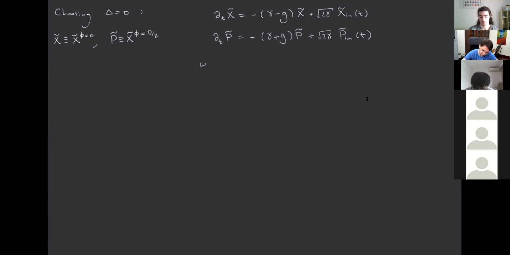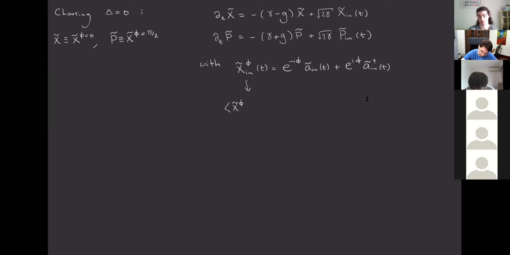And the nice thing is that these input quadrature operators, which of course you can imagine are nothing but, for any phase phi, a quadrature associated to the input operators. So let me write it down like this. It satisfies the following statistical properties.